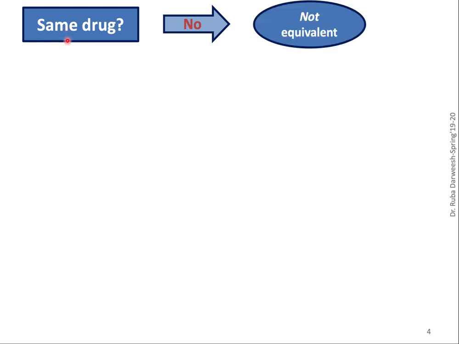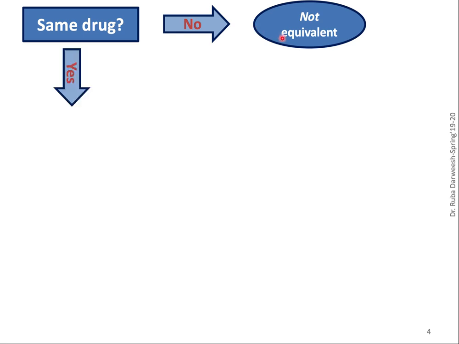We will talk about some definitions related to bioequivalence and bioavailability and how we can define those kinds of things. This diagram will help you in defining those terms. So let's play with it as yes or no questions. If you have two products, do they have the same drug? If we don't have the same drugs, then we are not talking about equivalent products. So they are not equivalent.